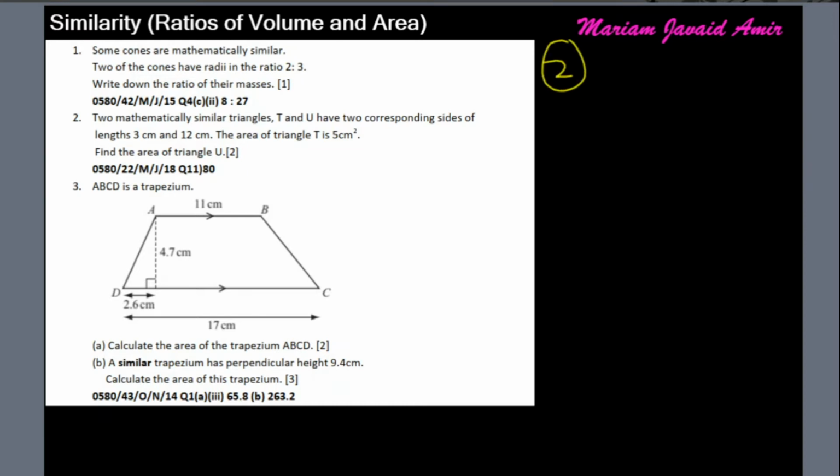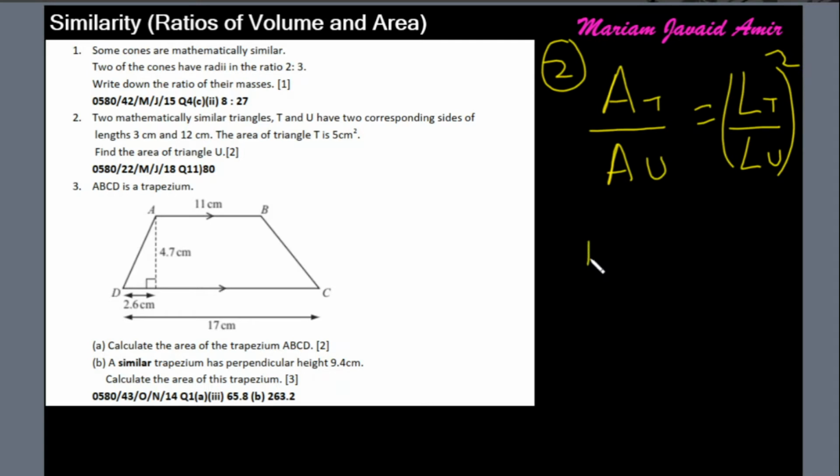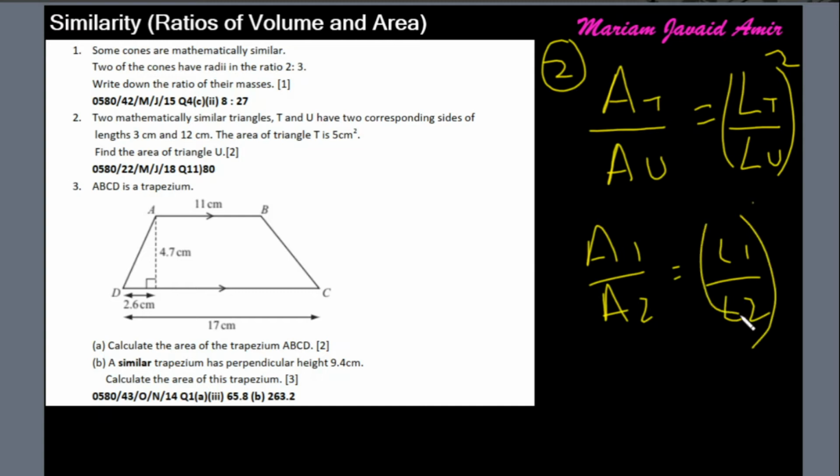Okay, now question number 2, which is: two mathematically similar triangles T and U have two corresponding sides of the length 3 and 12 centimeters. Area of T is 5 centimeters square. Find out the area of U. So the ratio of area of T over area of U would be length of T over length of U whole square, because the actual formula is A1 over A2 equals L1 over L2 whole square. With area we write whole square over the length ratio.